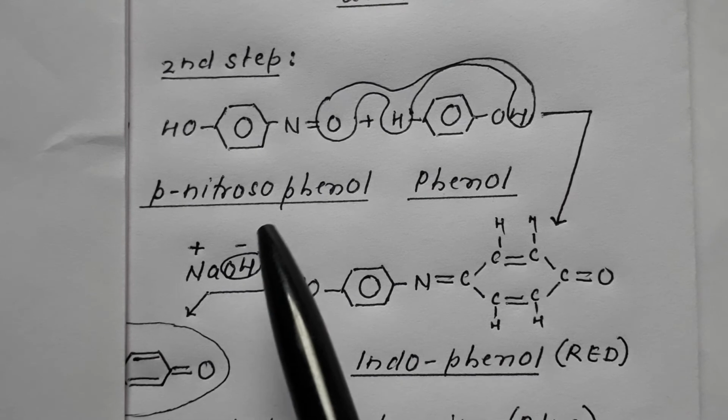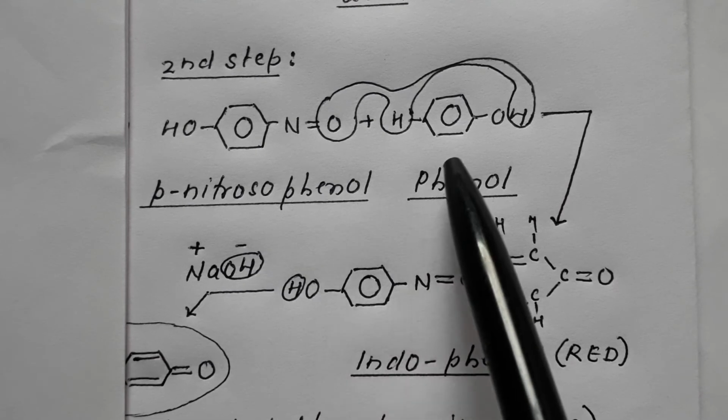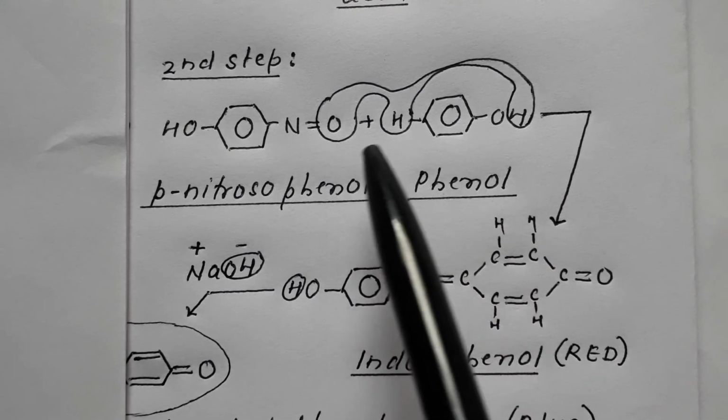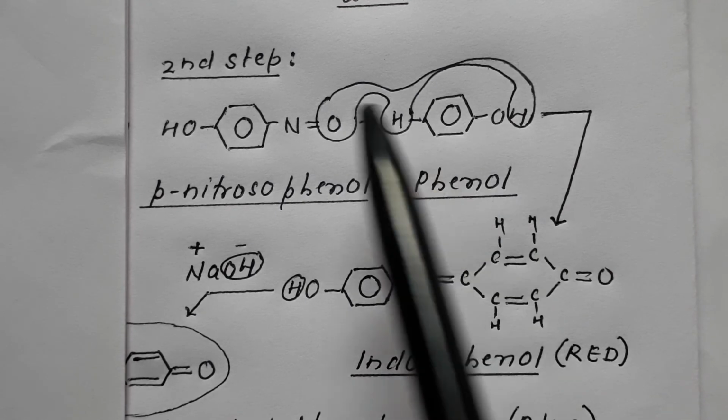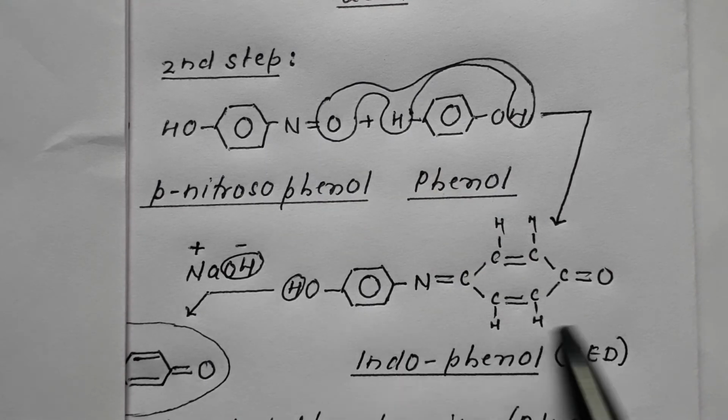So when para nitrosophenol is made to react with phenol, O from here, H from here, H from here goes in the form of a water molecule. This ring combines to this ring, resulting in formation of this species which is termed as indophenol, and this red color is because of this indophenol. This red color is due to formation of indophenol.